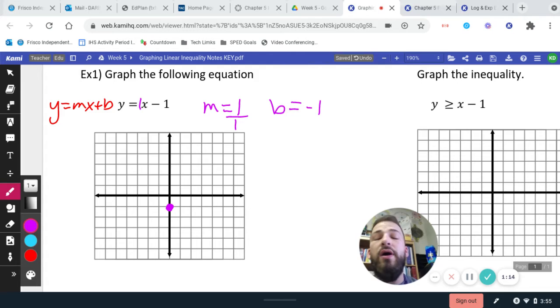And remember, our slope is rise over run, or change in y over change in x. So from my y-intercept, I rise by +1. And then I always go to the right. So if my y is positive, I go up. If my y is negative, I go down. But my run, my number on the bottom, I'm always going to go to the right. So up 1 to the right by 1 to get my next point. And then I can just keep repeating my up 1 to the right by 1 to get some more points.